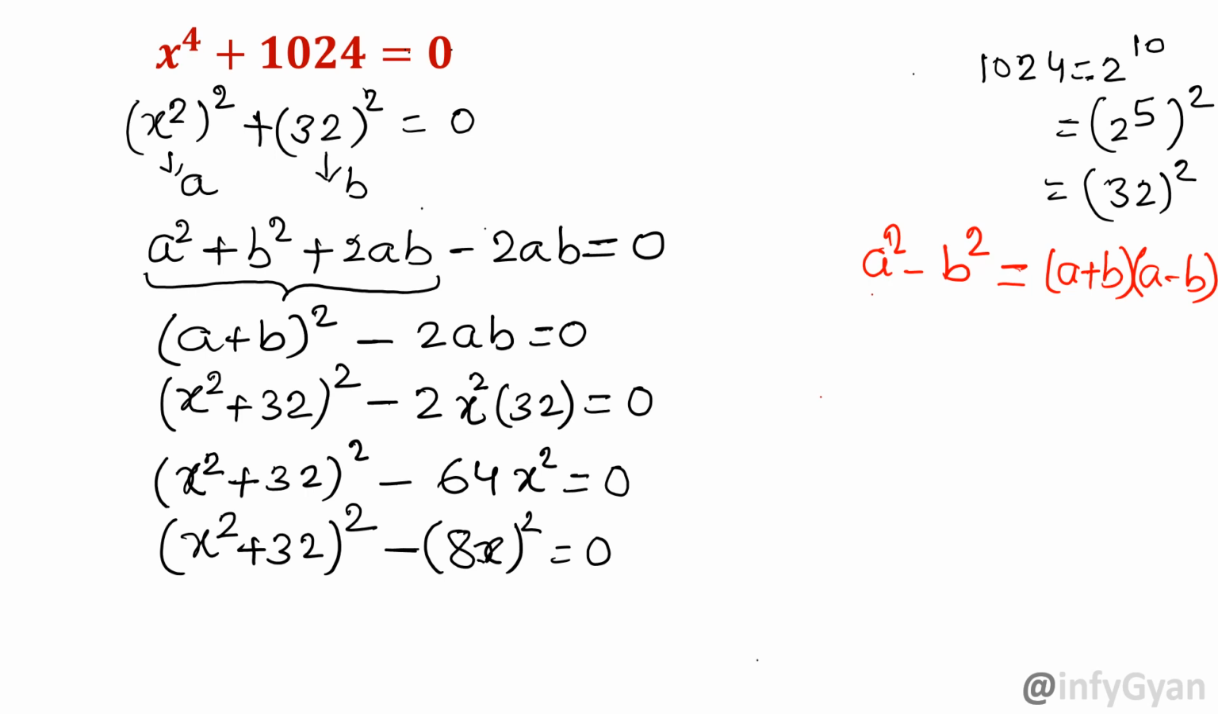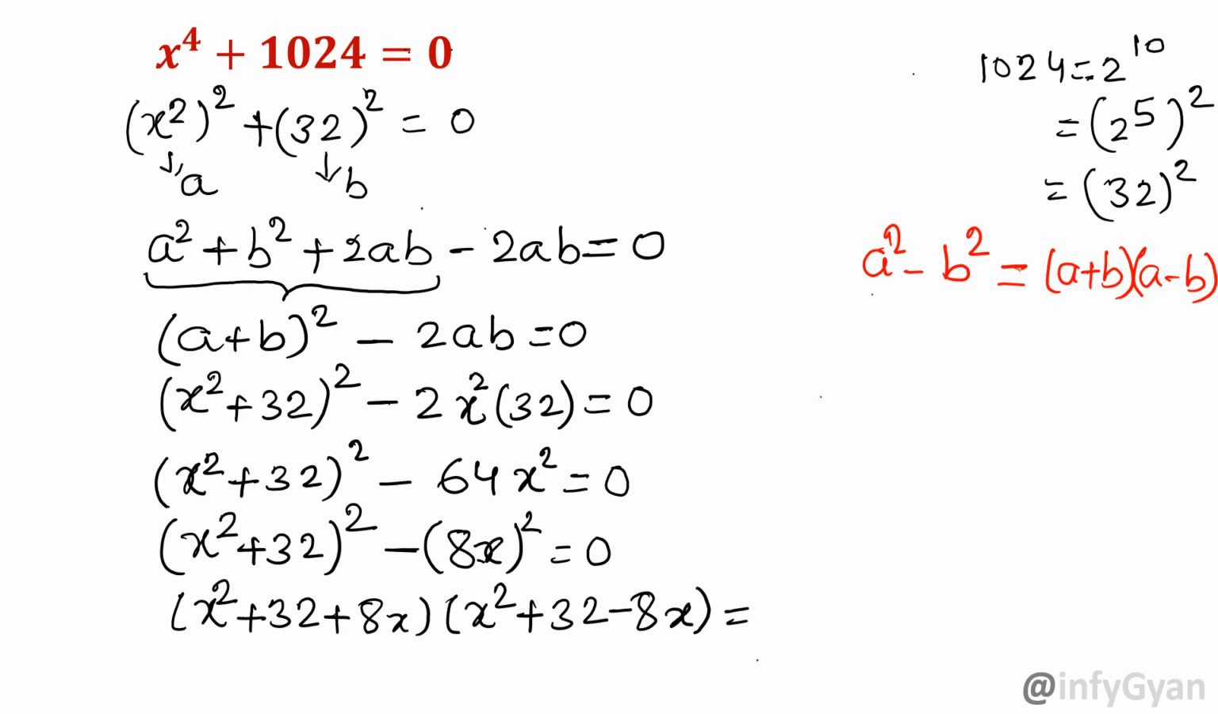So let's apply. Equation will become x square plus 32 plus 8x in one bracket, x square plus 32 minus 8x in second bracket. So ultimately two quadratic equations are there. We have to solve for both of the equations.